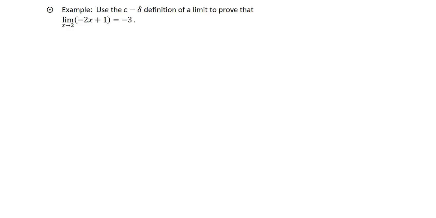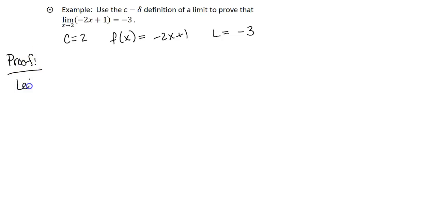Okay, I'm going to do one more example of an epsilon delta proof to prove that the limit as x approaches 2 of negative 2x plus 1 is equal to negative 3. So for this example, my c here is 2, my f of x is negative 2x plus 1, and my L is negative 3. So just like before, we're going to start by letting epsilon greater than 0, the easiest 2 points you'll ever earn.